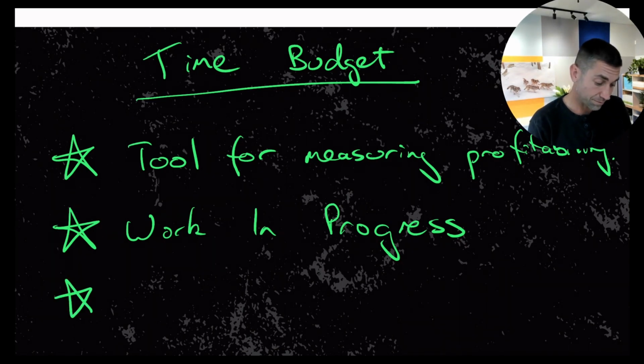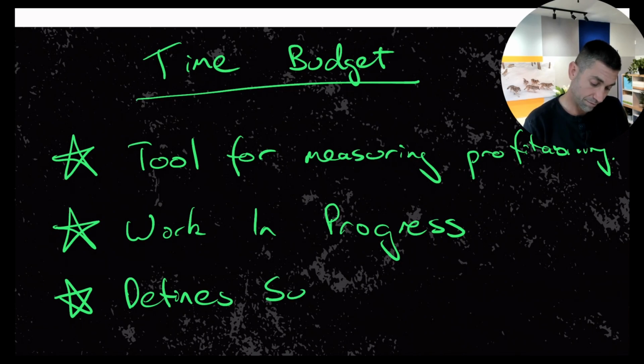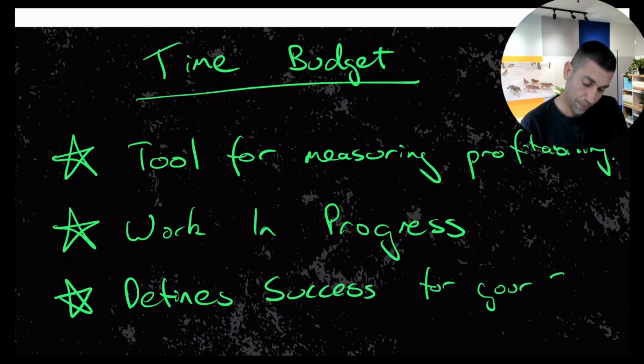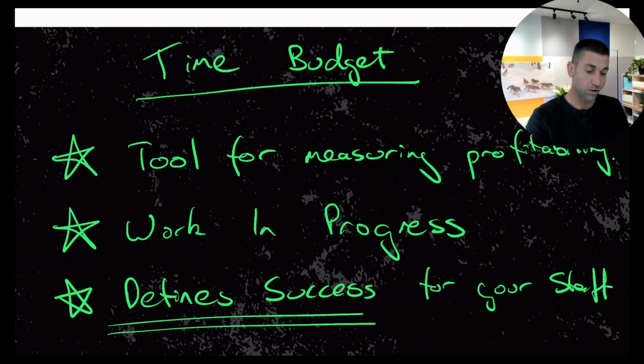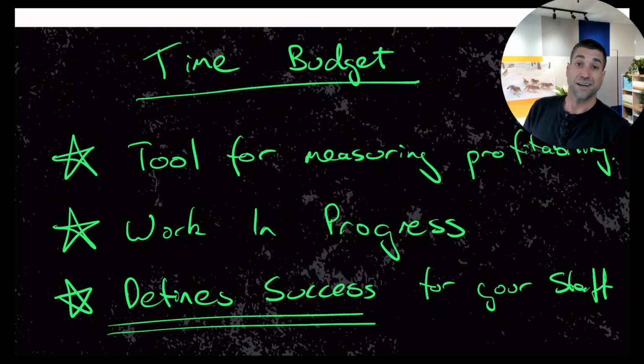But the other one is, it's actually for your staff. It defines success for your staff. Right? Everyone, believe it or not, as a cynical person, I used to say, people are lazy, and we are. We'll take the path of least resistance if it gives us the same outcome. Like, why would you do more work for the same result? That's freaking stupid.